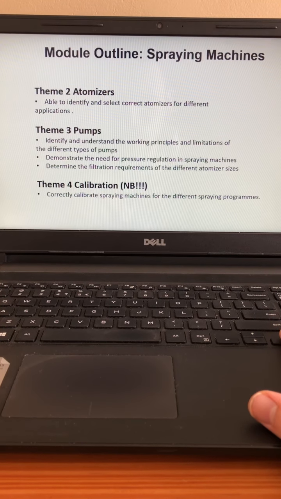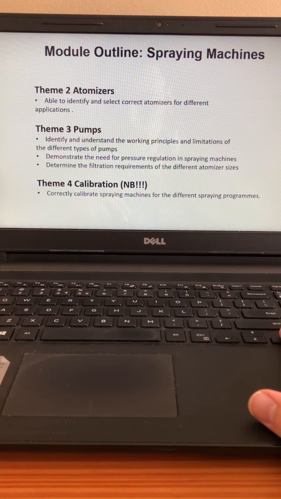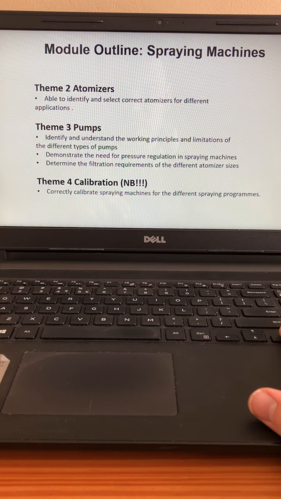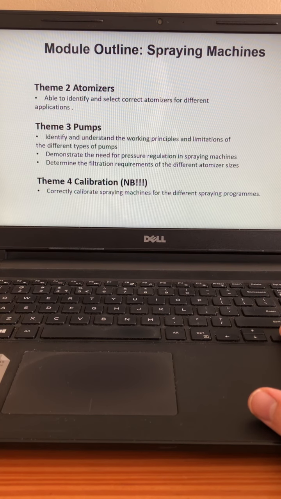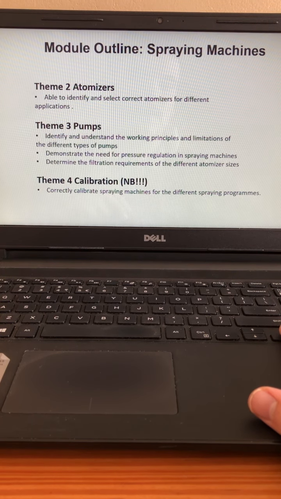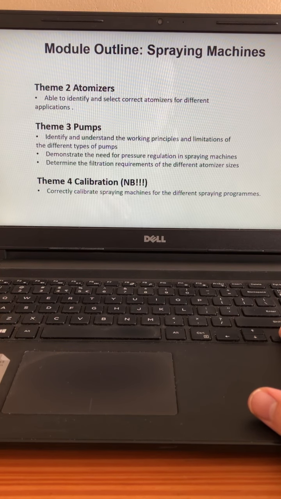So for the rest of this module, we're going to look at atomizers, pumps, and then calibration, which is where we calculate the rate at which you're spraying or want to spray for different spraying machines.